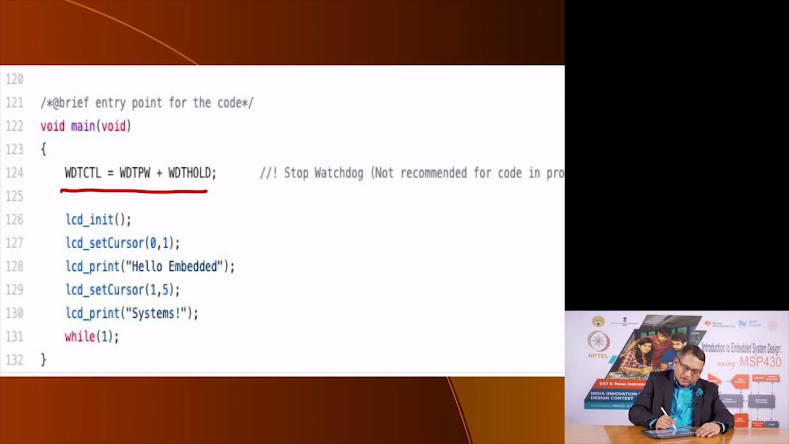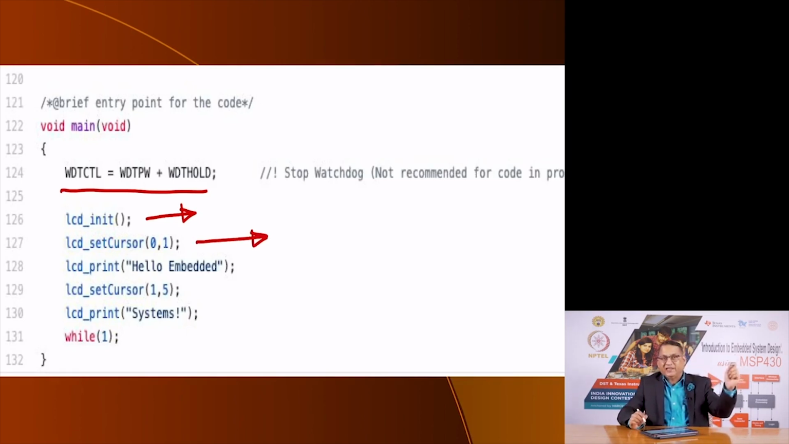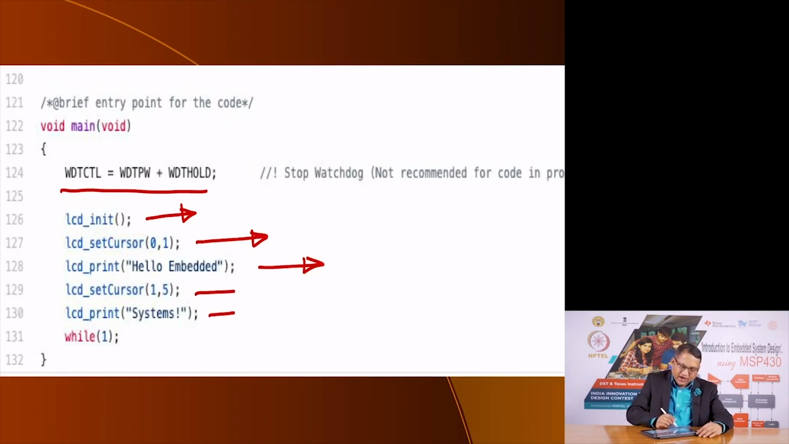Then we call a subroutine to initialize the LCD, and then we set the cursor to the home position, that is 0 1, which is the top left pixel. Then we want the LCD to print Hello Embedded on the first line, and on the second line we want to print Systems, and then we are going to wait here doing nothing. That is the main code. Now, let us go through each of the functions and see what it does. Let us see what LCD init does.